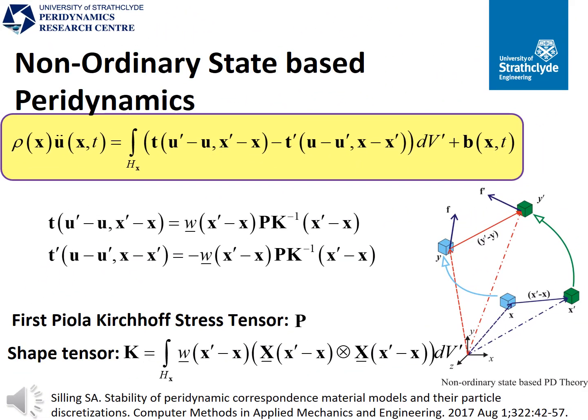For non-ordinary state-based peridynamics, we can directly relate peridynamic forces and classical stress tensors. Now, we are expressing our peridynamic force in terms of the first Piola-Kirchhoff stress tensor, which is shown as P, and the shape tensor, which is shown as K in the slide. And our shape tensor can be expressed in terms of the influence function as shown in the last equation in the slide.